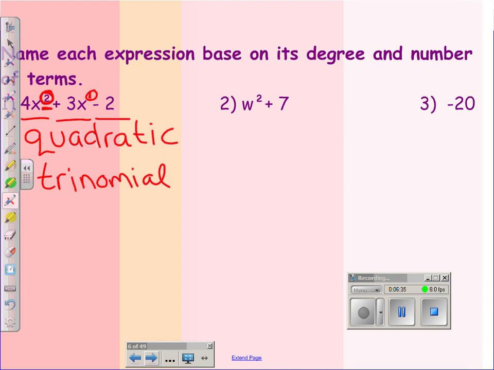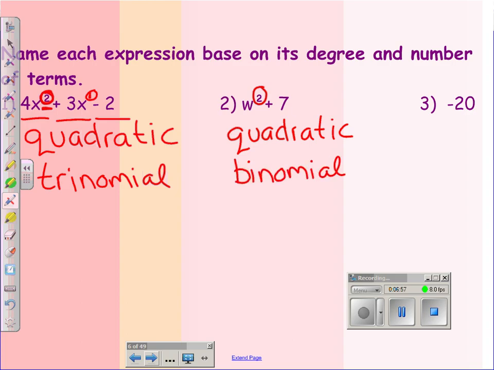In our next example, we have w squared plus 7. The first thing we have to do is determine the degree based on the number or the exponent. And so that's a 2. We know that if it's raised to the second power, it's a quadratic. And there are 2 terms, so it's a quadratic binomial.